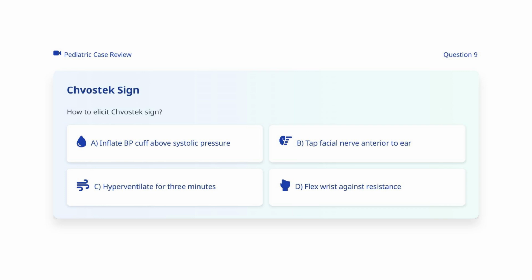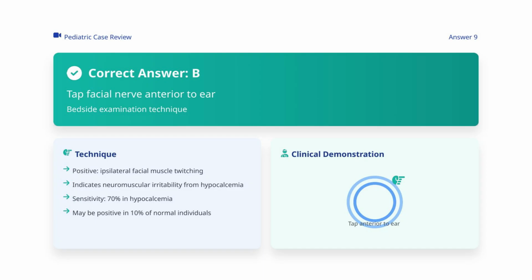How do you elicit the Chvostek sign? Option A, inflate blood pressure cuff above systolic pressure. Option B, tap facial nerve anterior to ear. Option C, hyperventilate for 3 minutes. Option D, flex wrist against resistance. Recall bedside examination techniques for hypocalcemia. The correct answer is B, tap the facial nerve anterior to the ear.